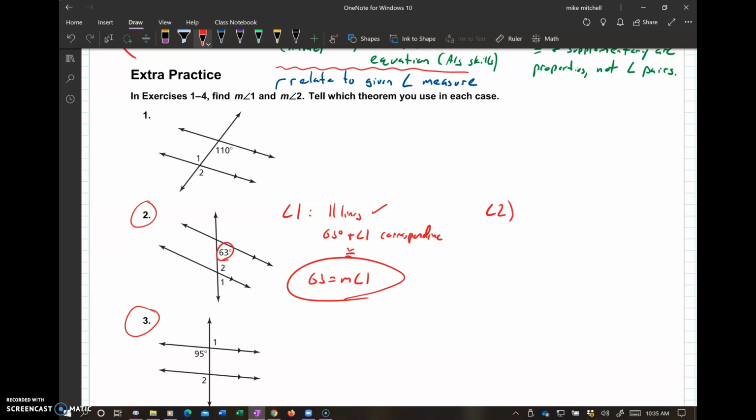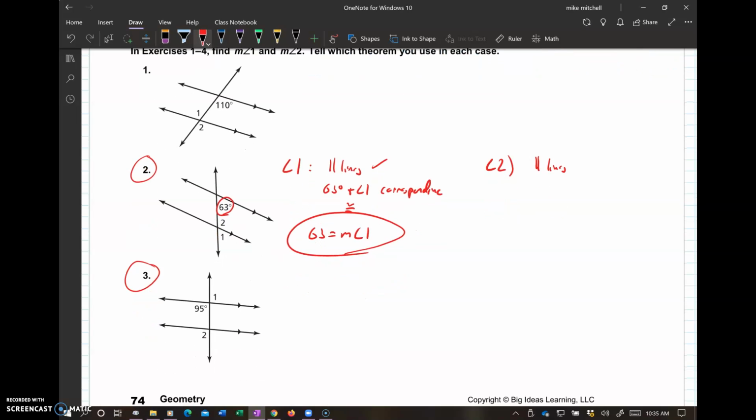Angle 2. Again, I got my parallel lines. These are consecutive interior. If you watch other videos and stuff, you may see them call these same side interior angles. That's another name for those. My property here is supplementary.